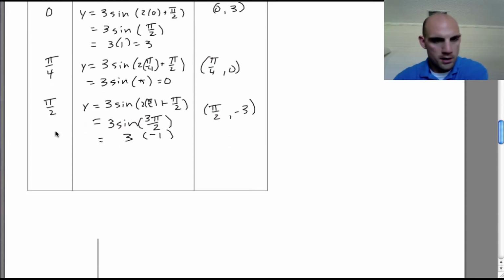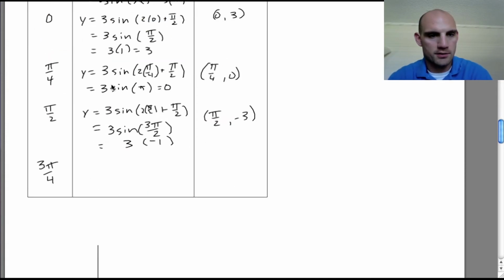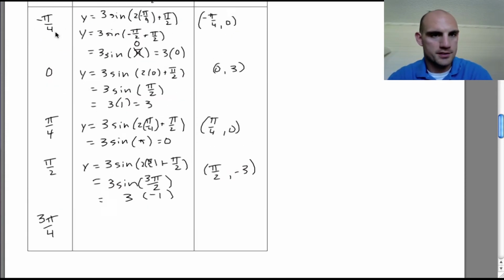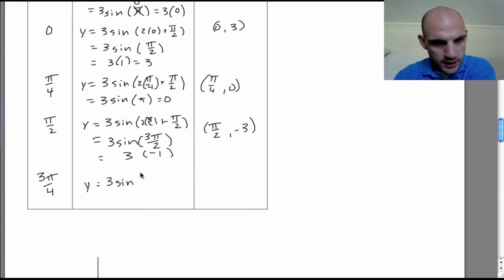We move up one more pi over 4. And luckily this is the end of our interval. You see? We're at the end of our interval. Notice, how many points do we have? 1, 2, 3, 4, 5. Kind of saw that one coming. So 3 times sine of, I know it's tedious, guys, but stick with me. It's going to be worth it in the end.